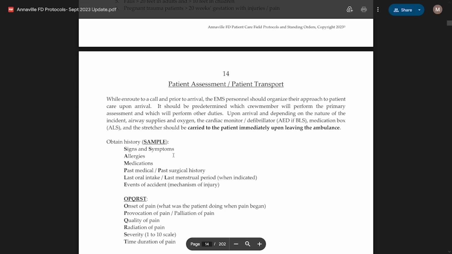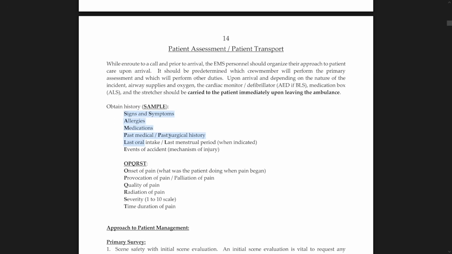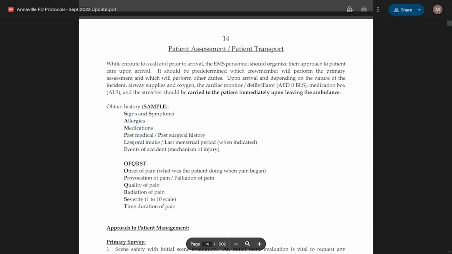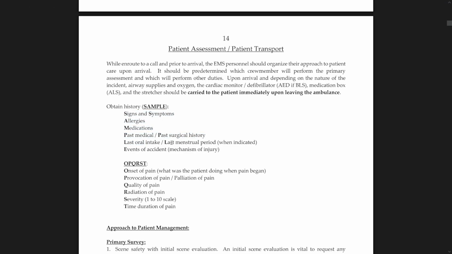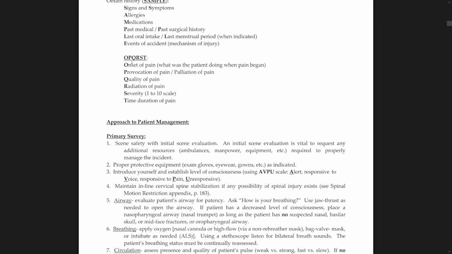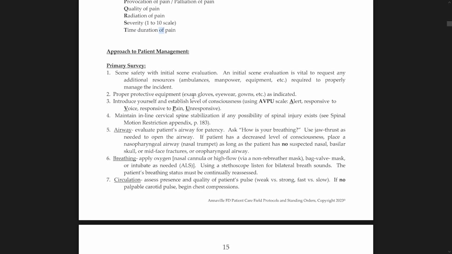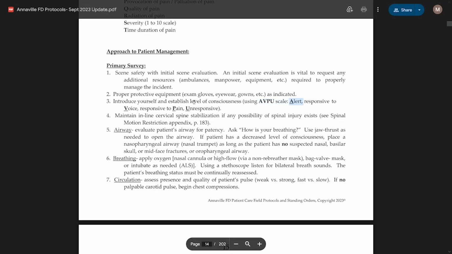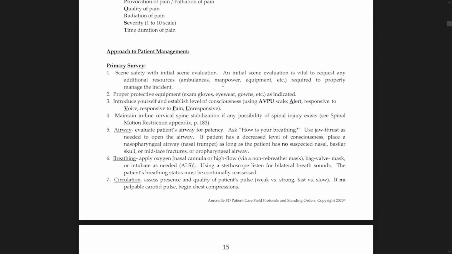For patient assessments and patient transports, we like to utilize SAMPLE, which is signs and symptoms, allergies, medications, past medical history or past surgeries, last oral intake or last menstrual period, and events of the accident. We also like to utilize OPQRST, which is onset of pain, provocation of pain, quality, does it radiate anywhere, severity on a scale of 1 to 10, and the time or duration of the pain. We also like to gather, whenever we're doing our primary assessment, AVPU, which checks if a patient is alert, if they're verbally responsive, if they respond to pain, or if they're unresponsive, and it just kind of goes down.